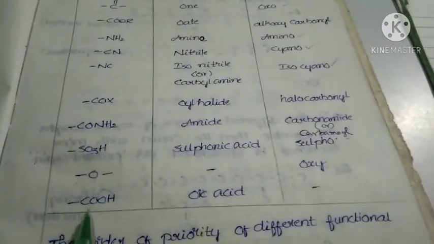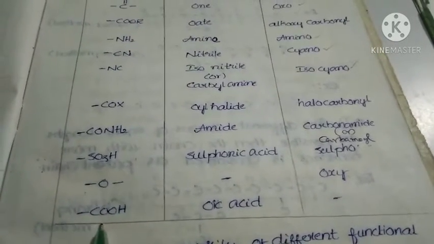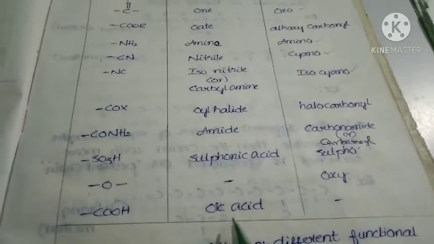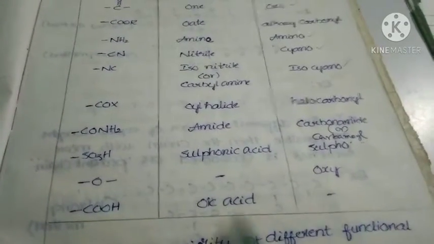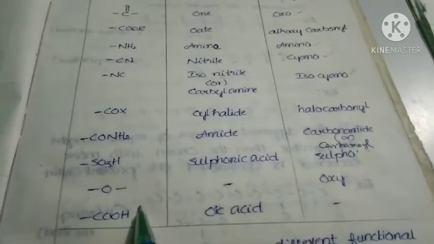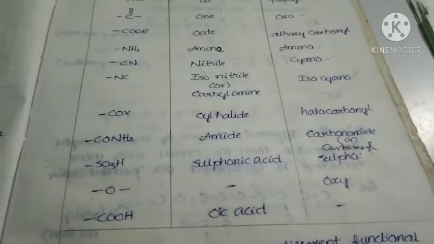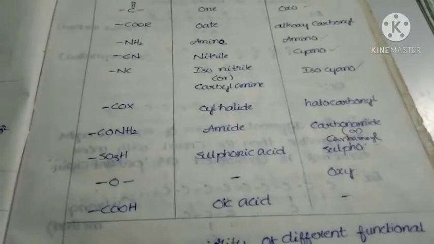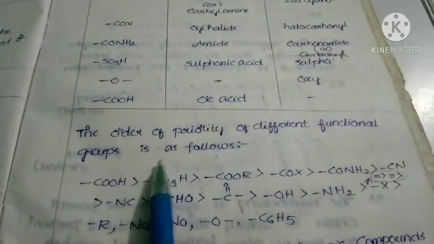Next one, COOH, that is nothing but carboxylic acid. For that carboxylic acid, what is the secondary suffix? Oic acid. For that carboxylic acid, there is no prefix. Why does it have no prefix? Because it is the higher priority functional group among all these functional groups. This is the highest priority functional group.